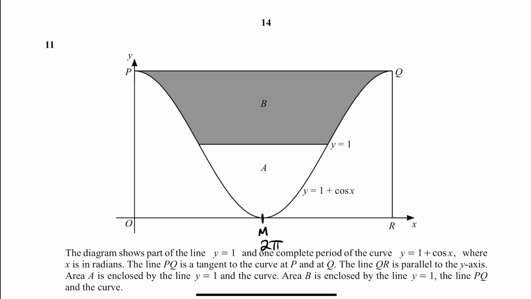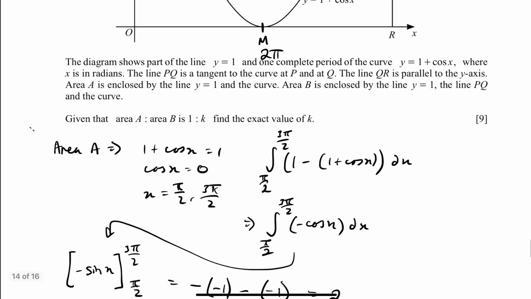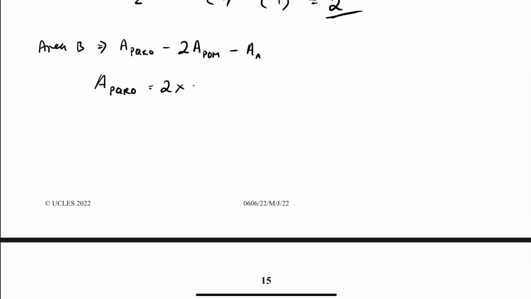And then QR, this represents, so we can see Q and P are clearly located at the maximum of this curve. We know cos x's maximum can be 1. Therefore, y equals 2 is going to be the maximum it reaches. Therefore, the height is 2. So we can say it's equal to 2 times 2 pi, which is equal to 4 pi.